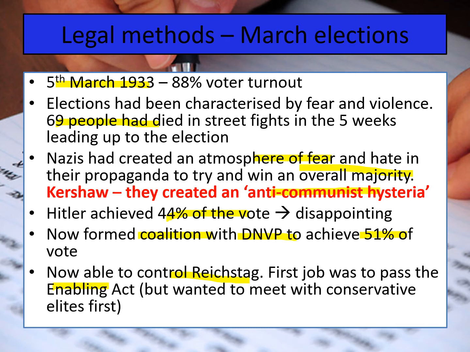But he was aware that this was going to be a very controversial act, and therefore he decided that he wanted to meet with the conservative elites first, and he held a meeting to try and emphasise that he was doing this for the good of Germany and to basically win their support. But we'll think more about that meeting with the conservatives when we look at compromise later.